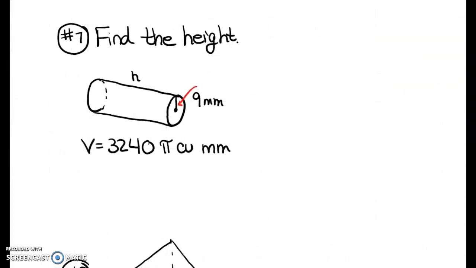Okay, so how about this one right here? This is asking us a little bit different. I want you to notice they gave us the volume here. They're asking to find the height. So this is a cylinder. So remember, the cylinder is pi r squared h. So in this formula, I'm gonna plug in everything I know.